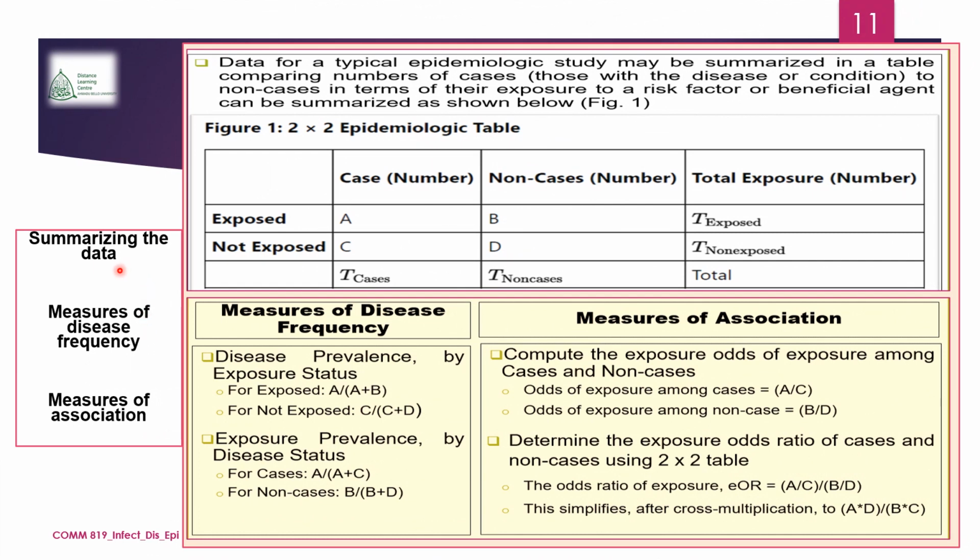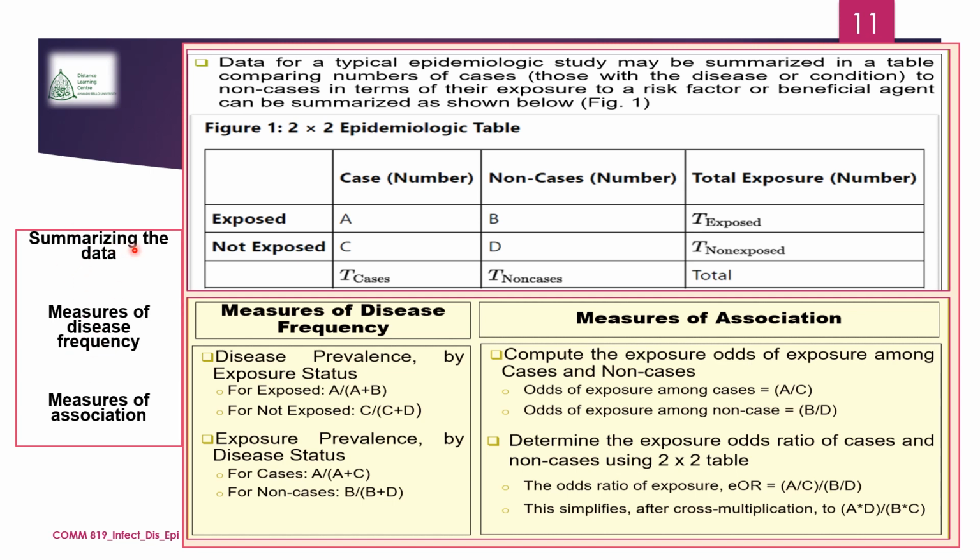Alright, and other considerations, like summarizing the data. Now you've gone out to the field and you've collected all the data. Okay, so you need to summarize your data. All the descriptive data you collected, qualitative, you need to summarize them with what? Descriptive statistics. Okay, then measure of disease frequency, then measure of association. Okay, all these are important considerations.